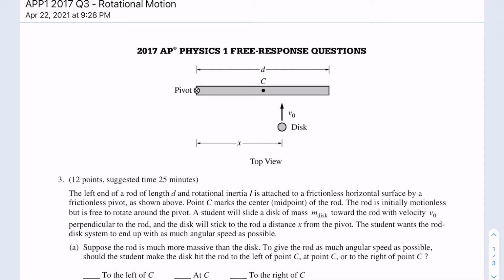Hey guys, I'm back again to go over another AP Physics 1 free response question. This time I'll be going over 2017's question number 3.